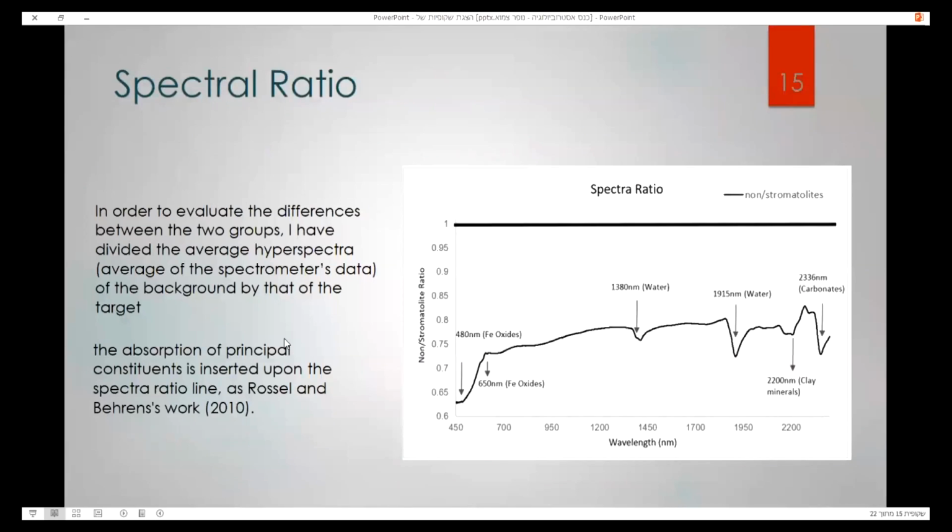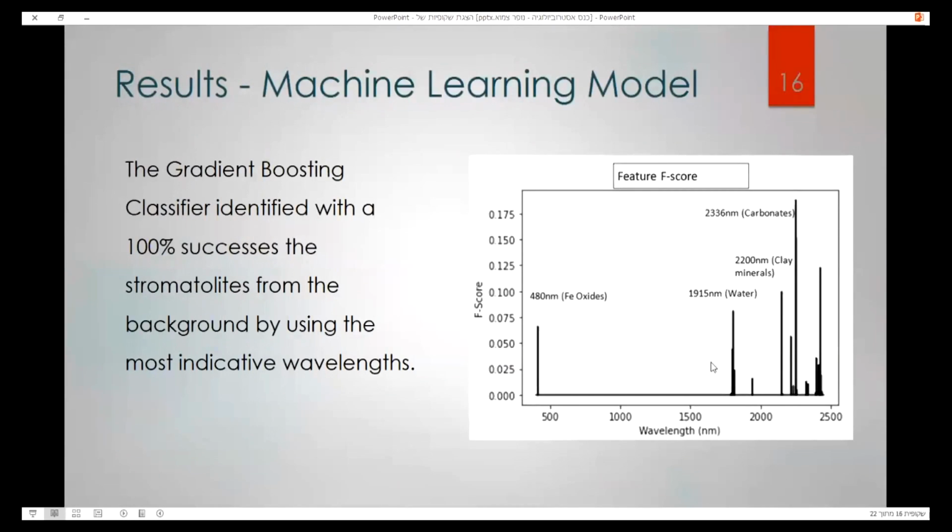In order to evaluate the differences between the two groups, I have divided the average hyperspectra, the average of the spectrometer data from the slide before, of the background by that of the target, the stromatolites. And the absorption of principal constituents is inserted upon the spectra ratio line here. For the machine learning model, I used the gradient boosting classifier, which has successfully identified the stromatolites from the background by using the most indicative wavelengths. This is the most indicative one.